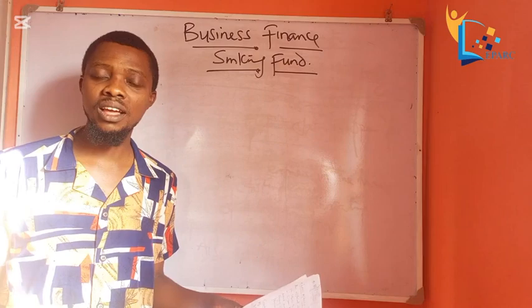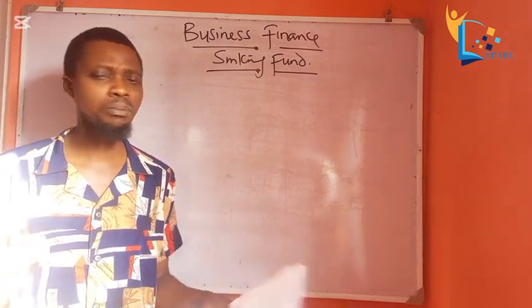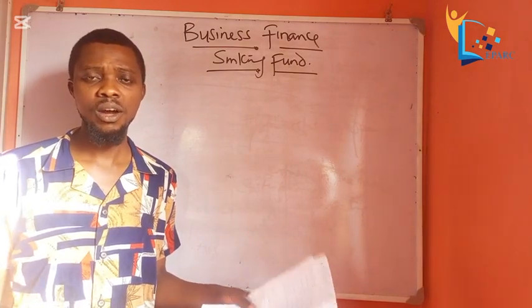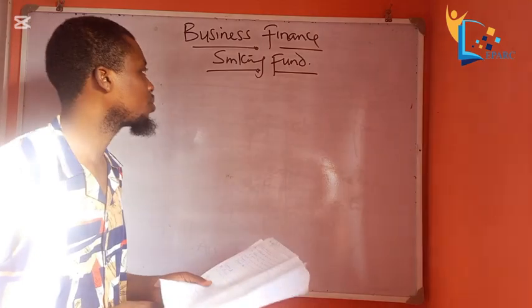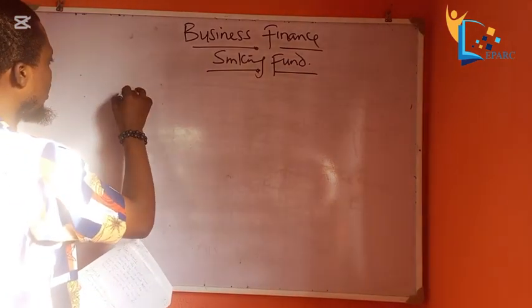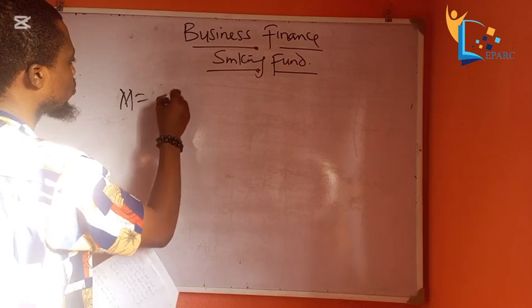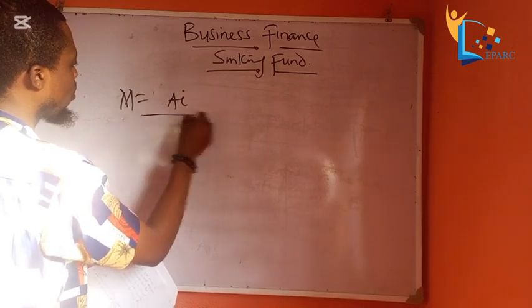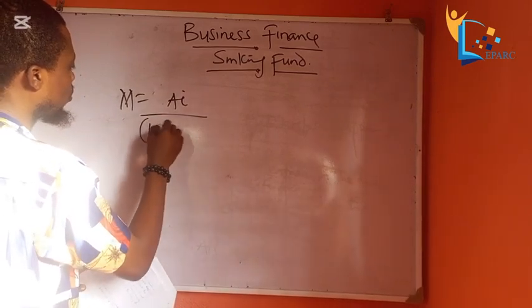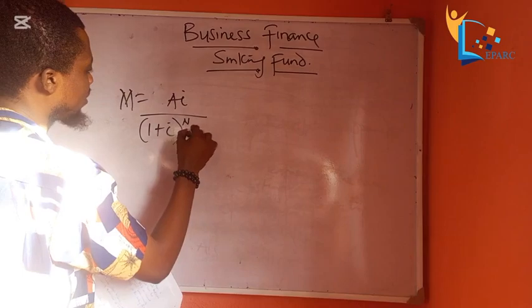It can be a loan you want to set up, or you want to build a house or some other project in the future. Are we together? So the sinking fund formula gives us M is equal to AI over (1 plus I) raised to power N minus 1.